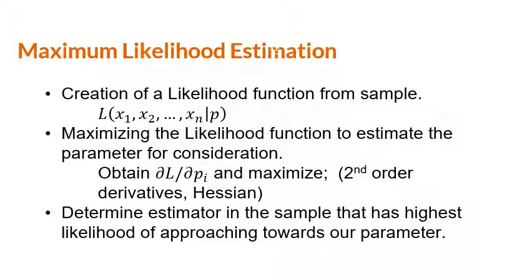So once you have your likelihood function and you have maximized it, and you have determined the condition that maximizes it, after that previous step, you can now determine the estimator in the sample that has the highest likelihood of approaching or approximating our parameter. So our estimator is the one with the highest likelihood of approaching a value towards our parameter.